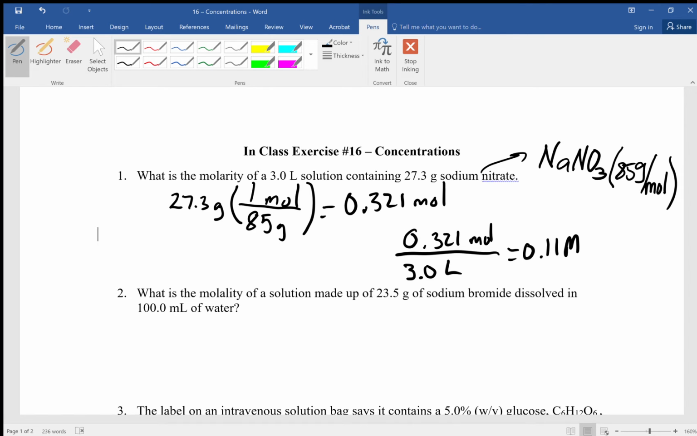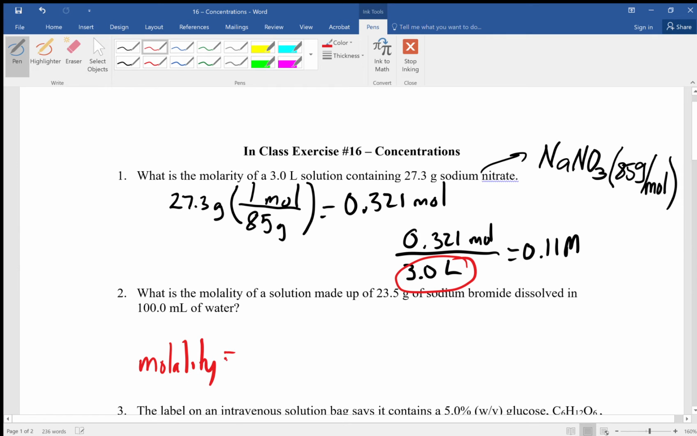All right, for number 2, we're looking now for molality. Remember that the key difference between molarity and molality is in the denominator. Molarity uses liters of solution. Molality uses kilograms of solvent. So the kilograms of solvent is the easy part here. We have 100 milliliters of water. Knowing that the density of water is 1 gram per milliliter, that's 100 grams, or 0.1 kilograms.